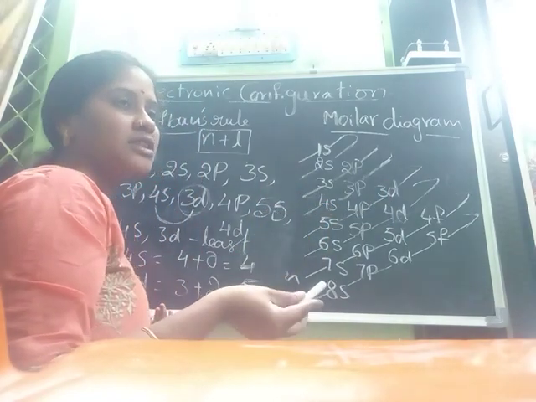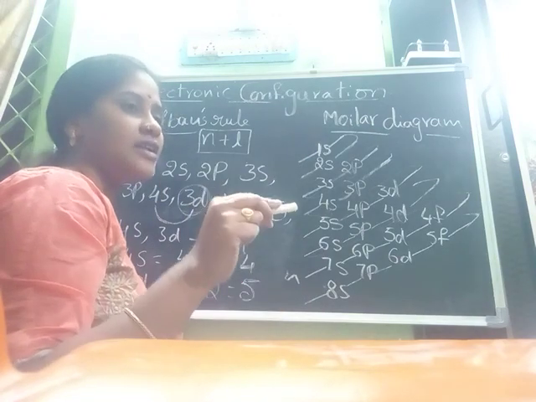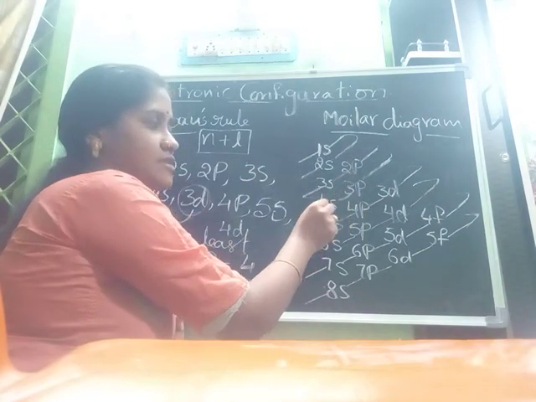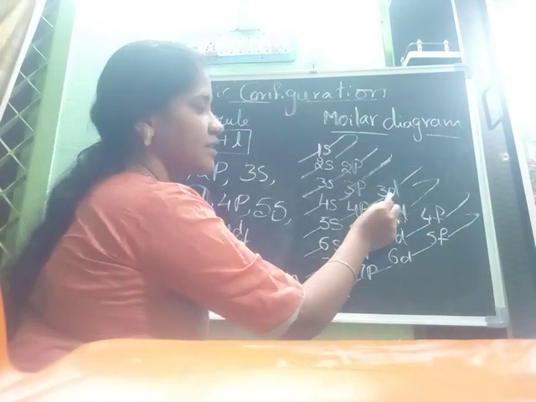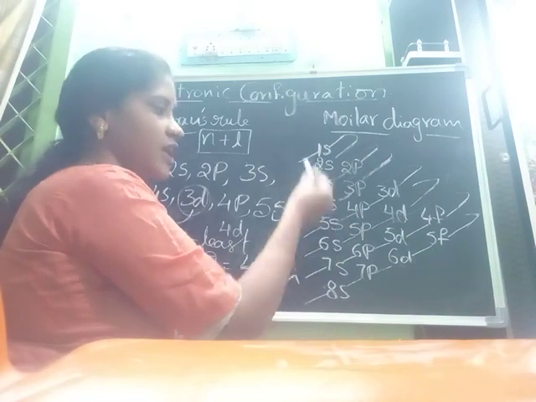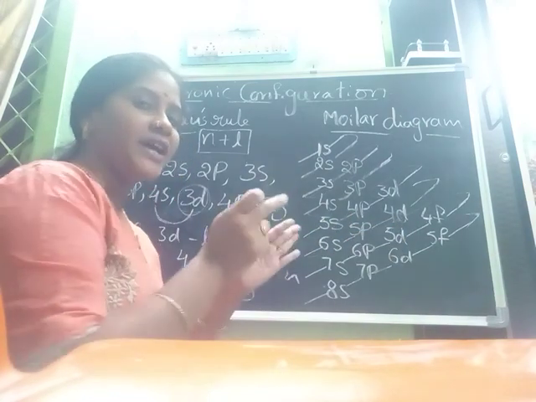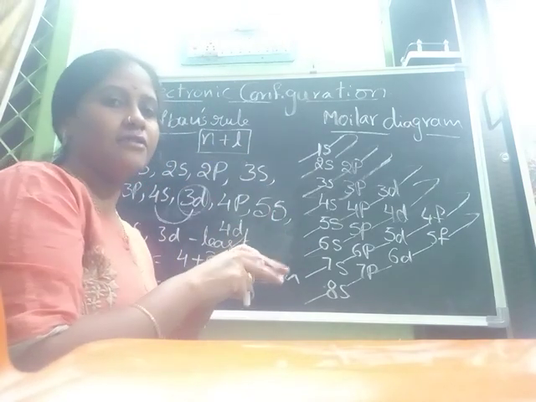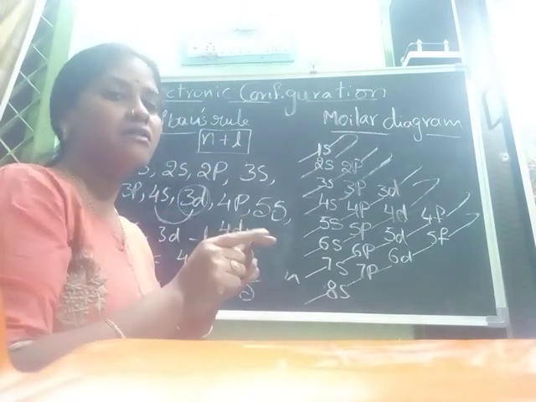Actually students, what will you think? 3p, 3d, like that you will think. But it is wrong. 3p, next what comes? 4s. 4s, next what comes? 3d. 3d, next what comes? 4p. 4p, next 5s. 5s, next again 4d. You compare it. Based on the n plus l value, electrons will enter.